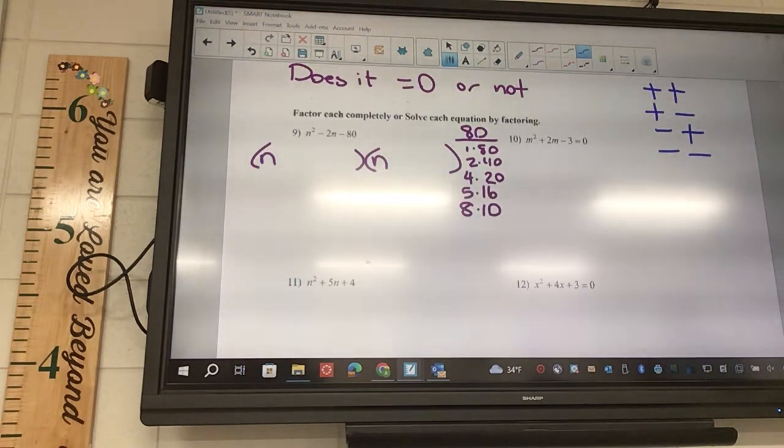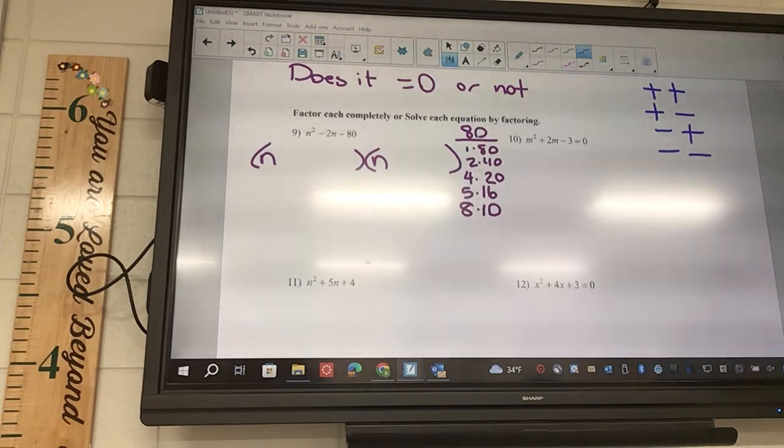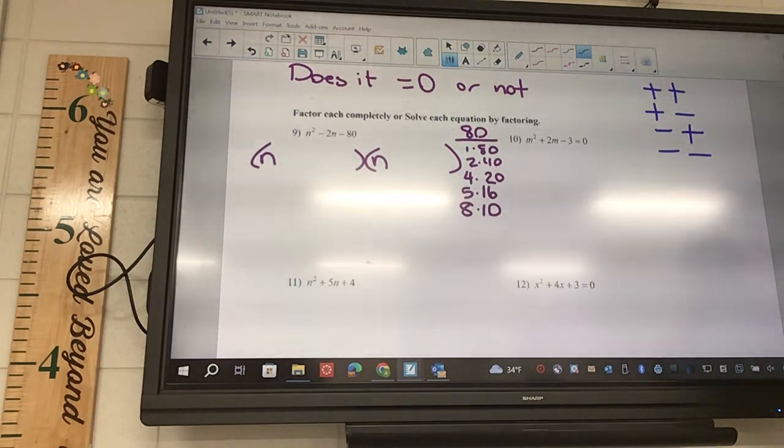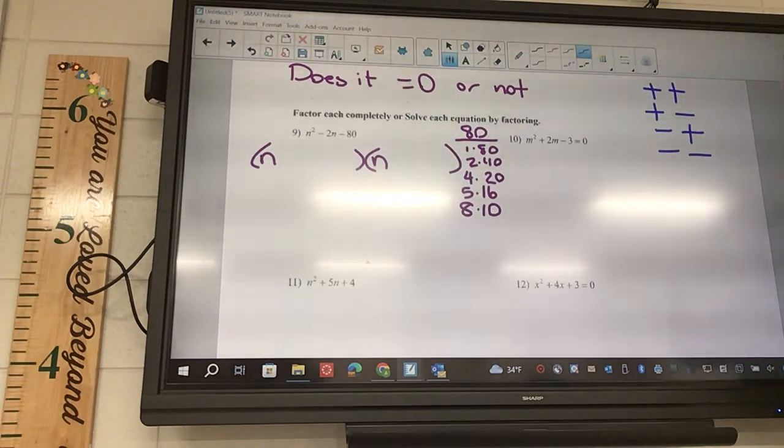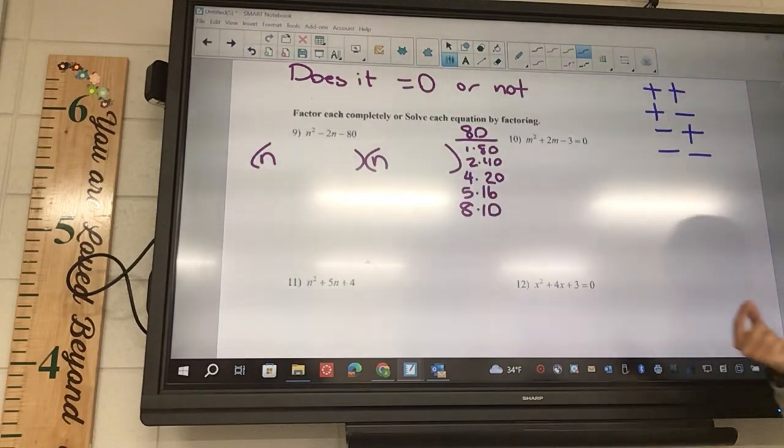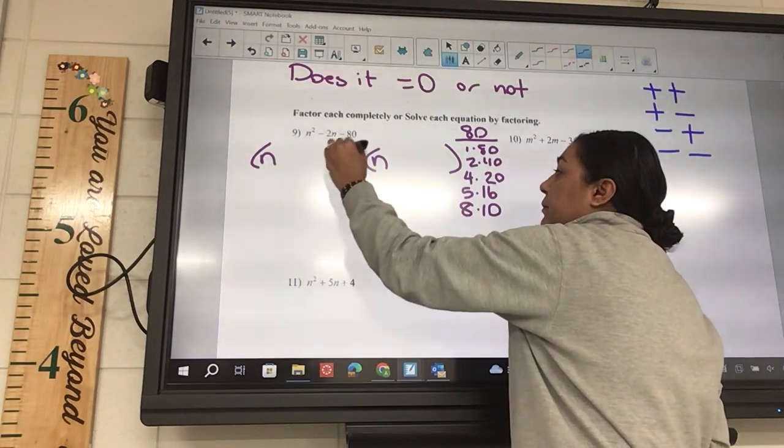Okay, what numbers are we gonna pick? We're trying to get to what? -2. A 2 in the middle, okay? So we need something that's 2 units away from each other. 8 and 10. So if you counted 8, 9, 10, see how I have 2 fingers up? That's how you know they're 2 units away from each other. Okay, so it's definitely gonna be 8 and 10.